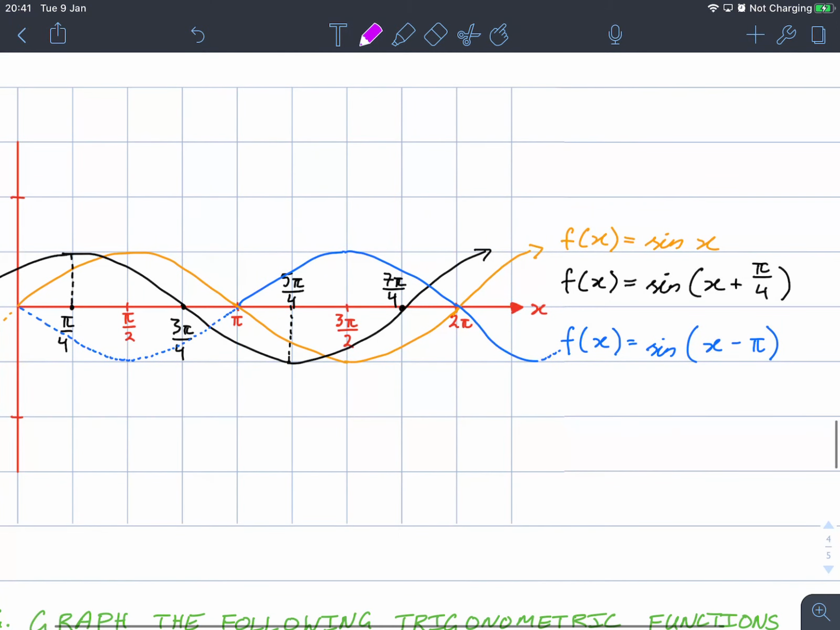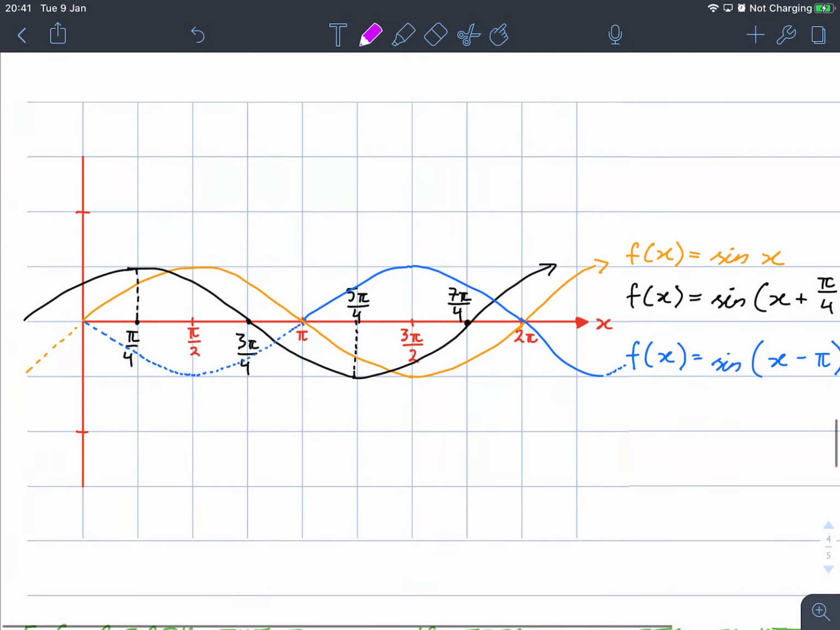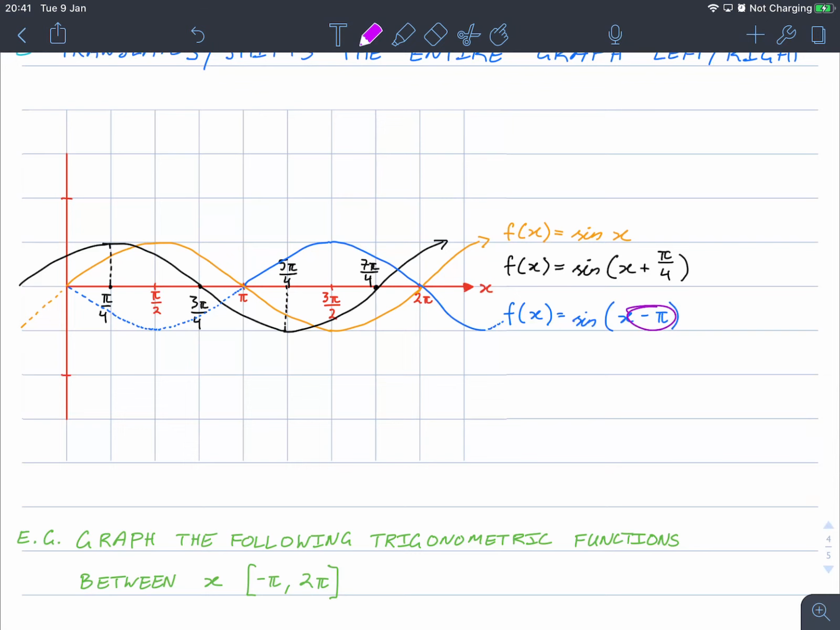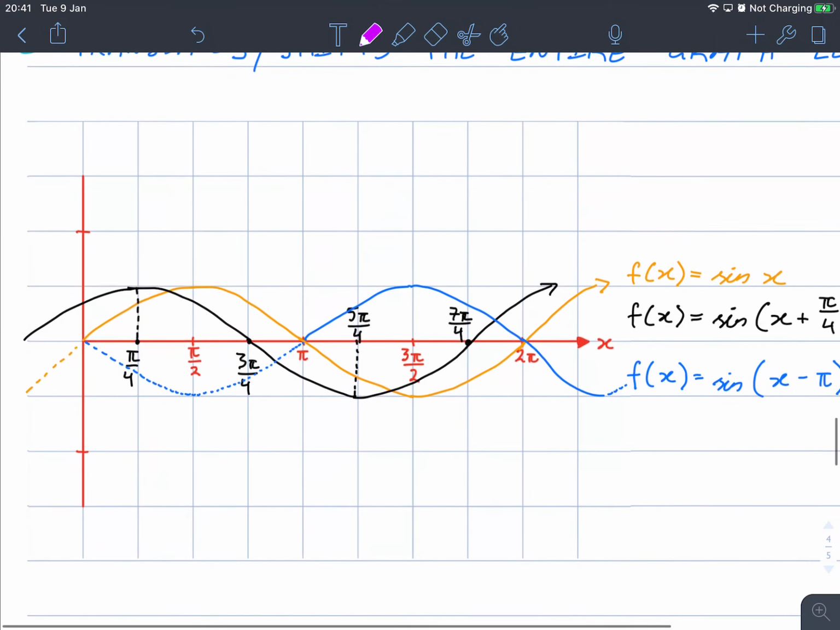And I've got one more example here. F of x equals sine of x minus pi. Minus C means we move to the right a distance of pi. So take a look. Normally, we're observing the orange graph here. Normally, the orange, the sine, starts on 0, but because it's been shifted to the right by pi, take a look at where this graph is now starting.